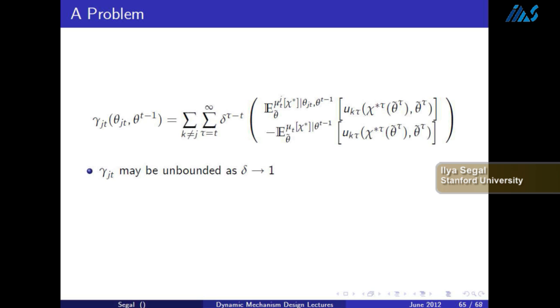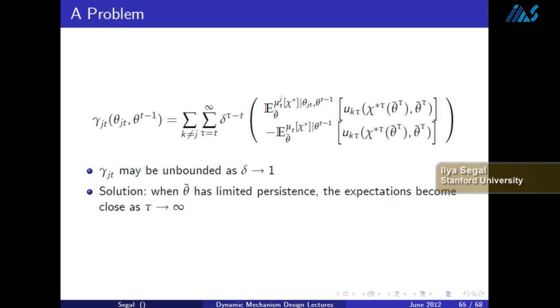Okay, and of course the problem is that it's weighted by delta, but when delta is 1, how do we make sure that this doesn't blow up? And if you think about it, you can see that the way we can ensure it is to say that the private information of agent J should have some limited effect on the future. So if the private information of agent J doesn't have a permanent effect on the future, if it sort of dissipates over time, then we'll be okay, because instead of just discounting by delta, we'll be discounting also by the effect on the future. Okay, so in other words, you should have limited persistence in your stochastic process.